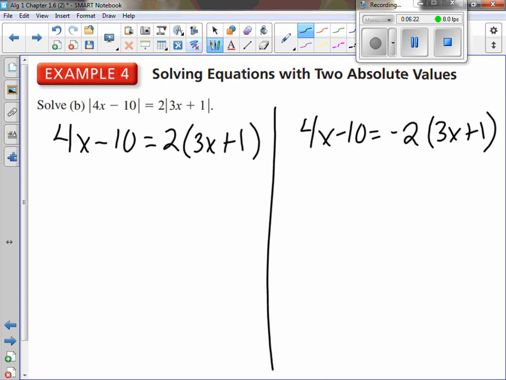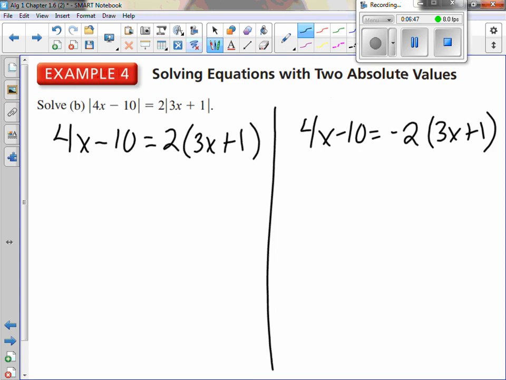Because we're going to have one side positive, one side negative. So we have a case where one side is negative, and we have a case where it's positive. Which one do we want to solve first? The one on the right or the one on the left? Doesn't matter which. We can do the one on the left. So what do we need to do first in solving this here?